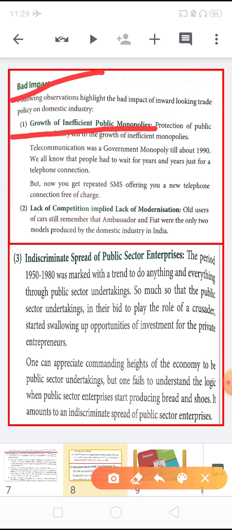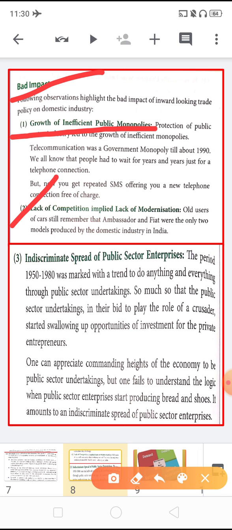Now the second is lack of competition implies lack of modernization. Children, if we have a lack of competition, then we obviously have a lack of modernization. If we do not have any competition, then we do not have any challenging niche in the industries. Because if there are fewer industries, and they are not adopting any kind of modernization, and there are no challenges between them, then they take a proper hold in the market, and they will capture the entire market.